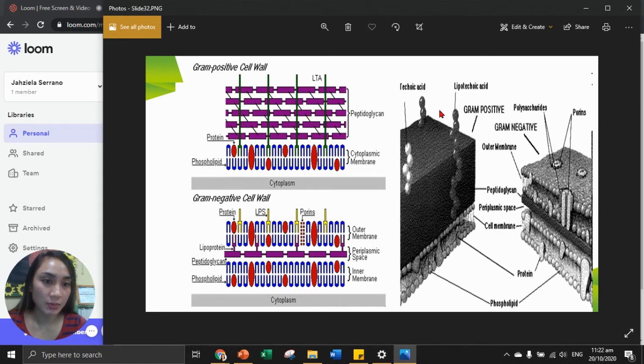So this one, kung mapapansin nyo, itong gram-positive, which is the one on your left, it has a very thick peptidoglycan compared to a gram-negative, which is only around 10 to 15%. Dito, almost 90% is peptidoglycan. So, ganun din dito, if we look here, the purple is represented by peptidoglycan. And then, on a gram-negative cell wall, ito lang yung peptidoglycan.